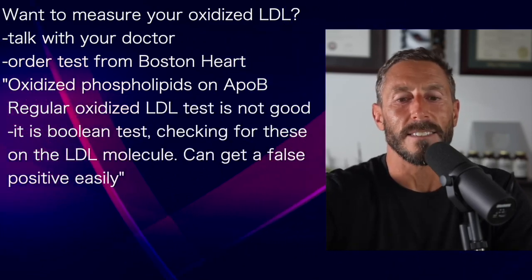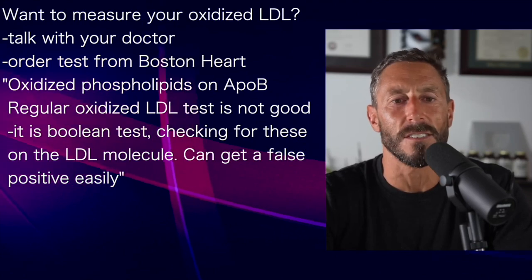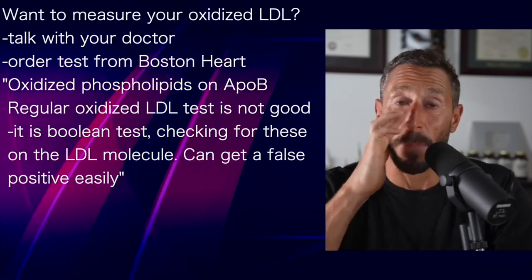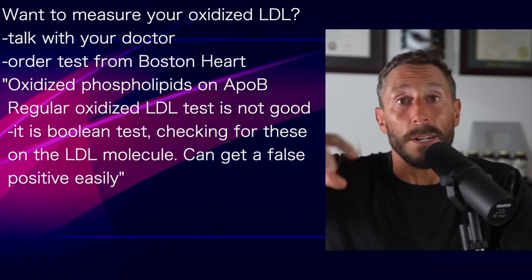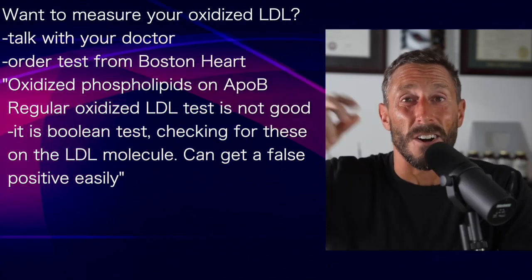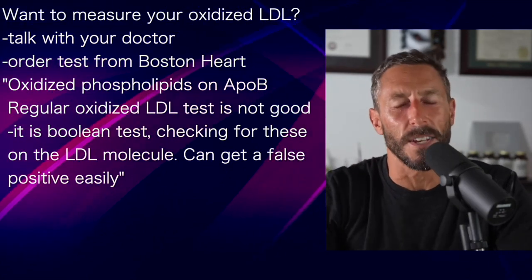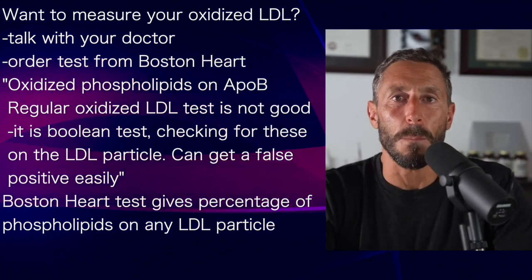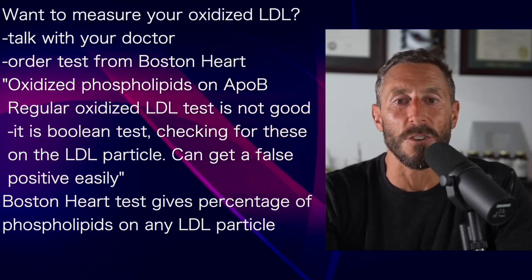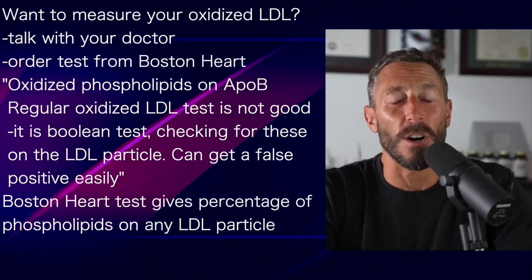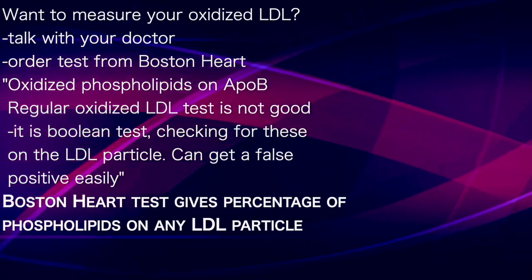A regular oxidized LDL test is not a good test for oxidized LDL because it is a Boolean assay. It is using a monoclonal antibody, which if it sees one or two phospholipids on the LDL that are oxidized, it will come up as positive. Boolean means 1 or 0. It means true or false. Oxidized phospholipids on ApoB from Boston Heart gives you a much more accurate assay of the percentage of the phospholipids on any LDL particle that are oxidized.